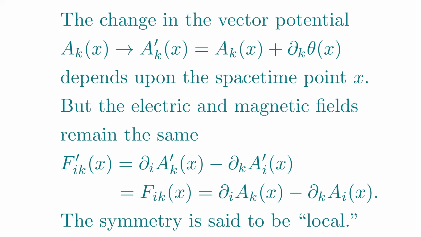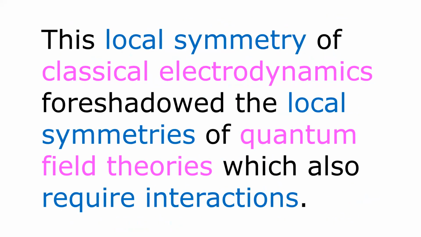The change in the vector potential here depends upon the space-time point X, but the electric and magnetic fields remain the same. This is what we call local symmetry. So I'll often use the word local to mean a symmetry that can be different at different points of space-time. So the gauge invariance is a local symmetry of classical electrodynamics, and it foreshadowed the local symmetries of quantum field theory, which also require interactions.